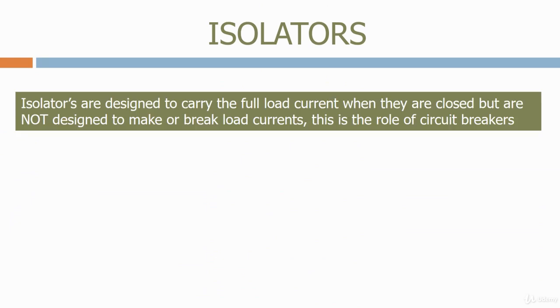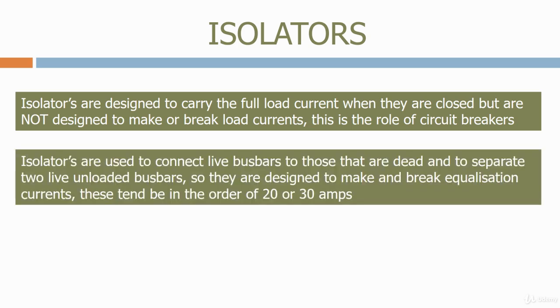Isolators are designed to carry the full load current when they are closed, but are not designed to make or break load currents. This is the role of circuit breakers. Isolators are used to connect live bus bars to those that are dead, and to separate two live unloaded bus bars, so they are designed to make and break equalization currents. These tend to be in the order of 20 or 30 amps.